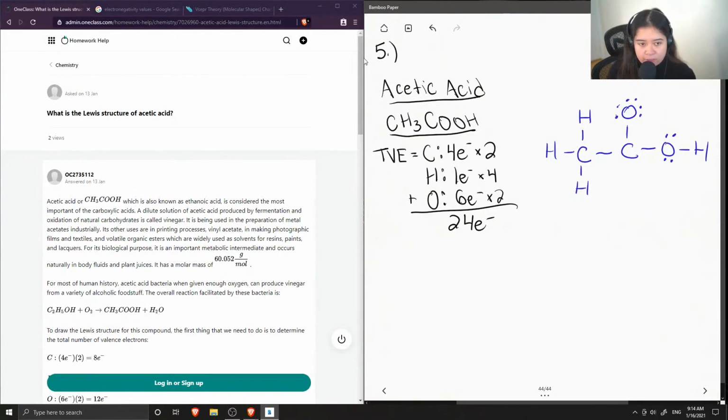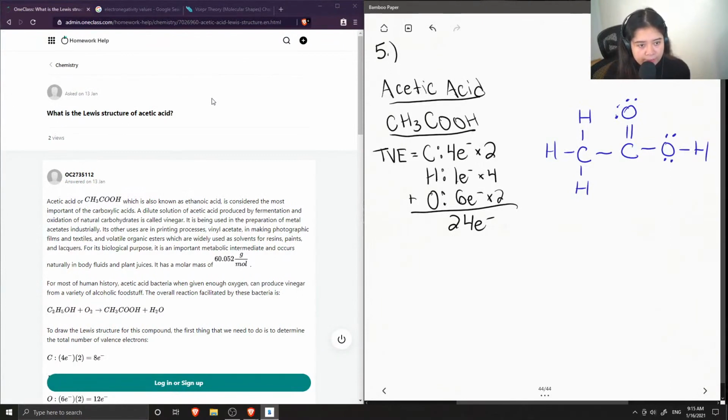However, in the case of carbon, it doesn't have a full octet. So we're going to bring one of the pairs of electrons down to form a double bond instead. And now, if we count out the electrons, we still have the 24, plus all of the atoms have a full octet, with the exception of hydrogen, which just has a full duet. So this is a valid Lewis structure for acetic acid.